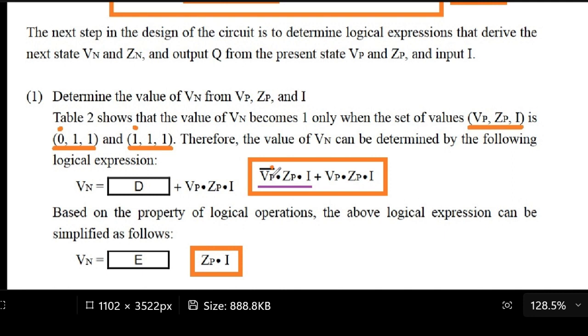So we put VP with another line on top, which means that it's the opposite, and then ZPI, plus, which means or, VP ZPI. Okay, so it's saying that if it's the first one, we could get a 1 as the output, or if it's 1, 1, 1, then we could also get 1 as the output. That's what it supposedly means, and that's why this is the answer for the first question.